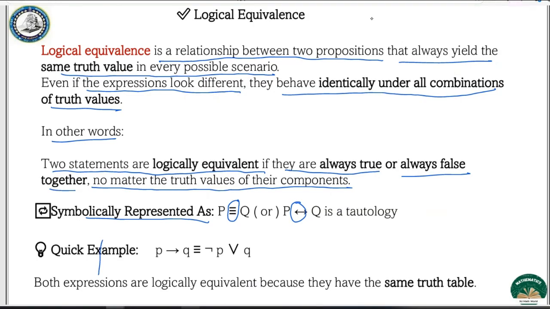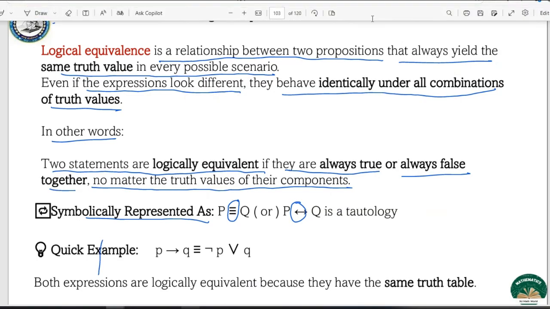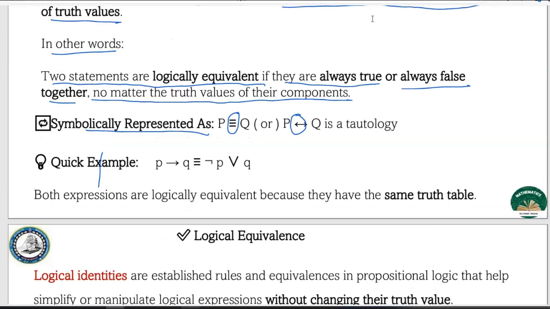Then you have a quick example. P implies Q is always logically equal to negation P or Q. This is a logical equivalence example. P implies Q is written as logically equivalent to negation P or Q. Both expressions are logically equivalent because they have the same truth values.